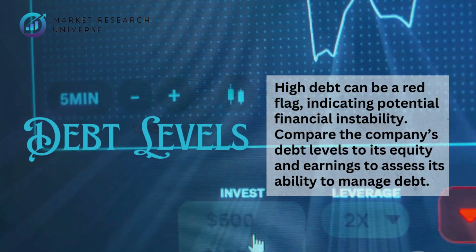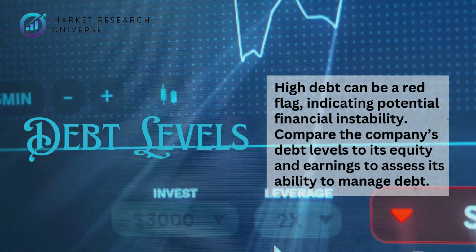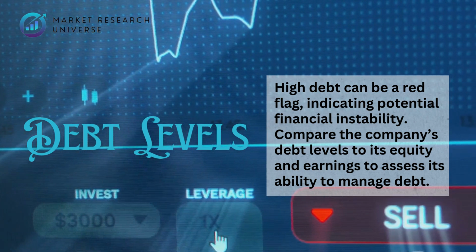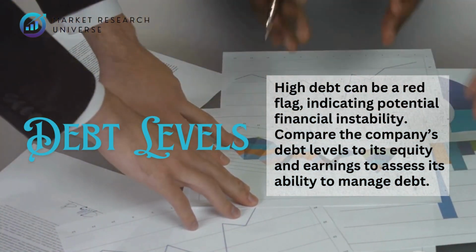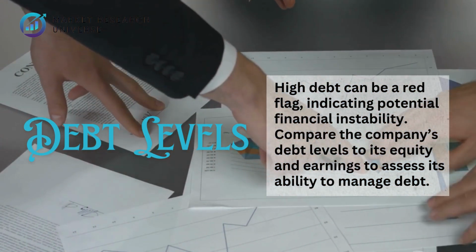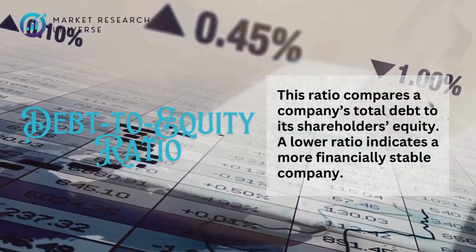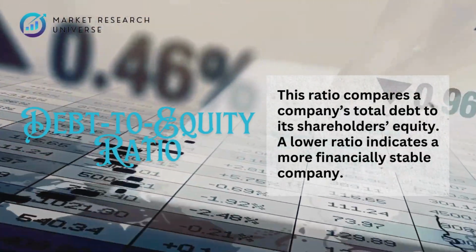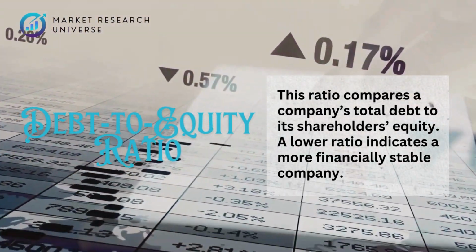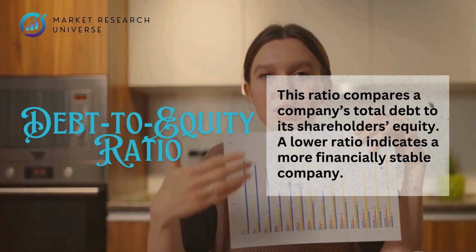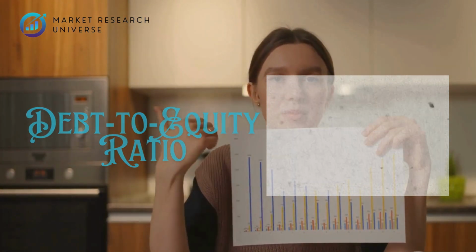Debt levels. High debt can be a red flag indicating potential financial instability. Compare the company's debt levels to its equity and earnings to assess its ability to manage debt. Debt to equity ratio. This ratio compares a company's total debt to its shareholders' equity. A lower ratio indicates a more financially stable company.